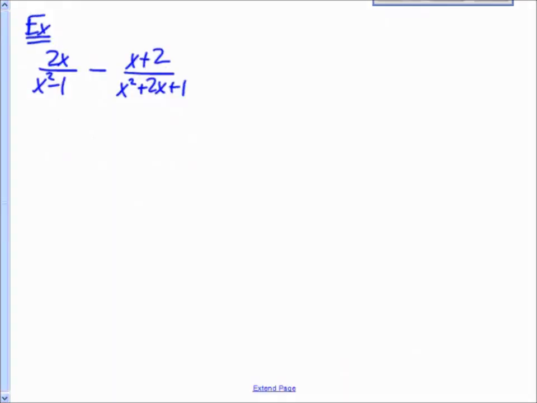Okay, so let's look at this next one here. 2x over x squared minus 1. I'm not in factored form, so I put it in factored form first. Put this in factored form.